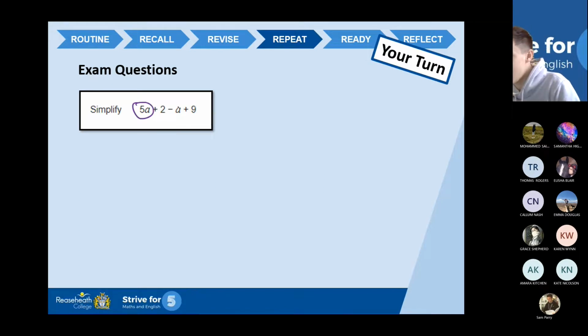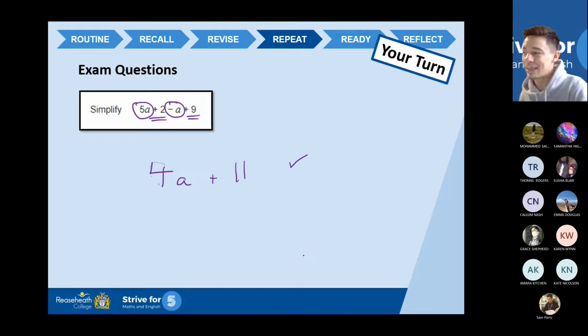So 5a minus a. If I've got 5 of them, or 5 apples, I'm taking one away. I'm going to be left with 4. So it's going to be 4a, and then I've got plus 2 plus 9. Well, that's going to be plus 11 because 2 add 9 is 11. So 4a plus 11. Now, I want to say that's a 2-mark question, but I can't remember when I pulled these off of the exam paper, but I think that's a 2-mark question. Okay, so 1 mark for 4a and then a 2nd mark for plus 11.